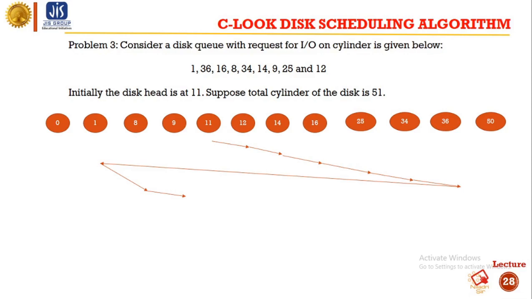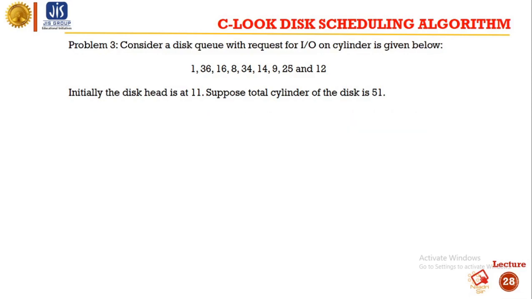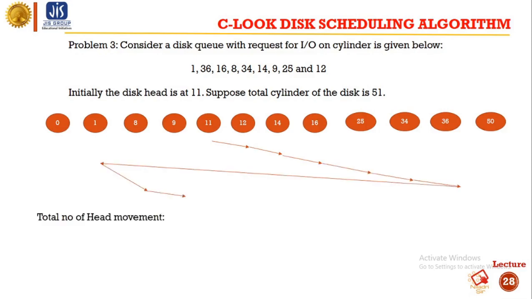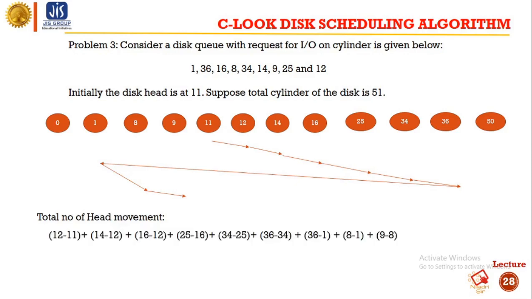Now we'll find the total head movement. This is the pictorial representation of how the head movement happened. Now we'll find out the total head movements. From 11 we have moved to 12, so the total head movement is 12 minus 11. From 12 we have moved to 14, so the head movement is 14 minus 12.